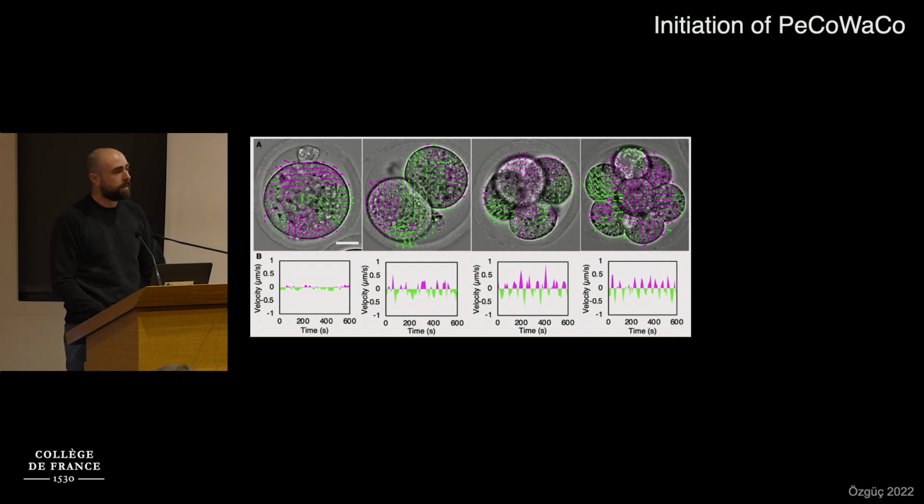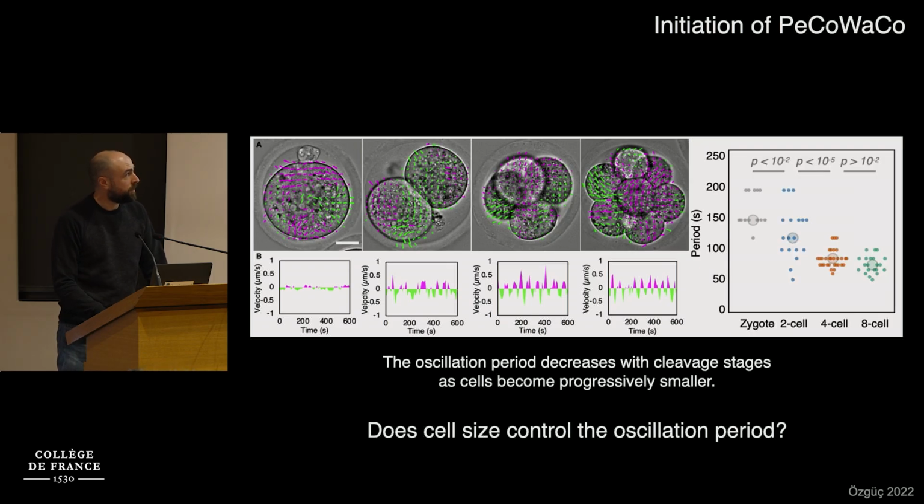And if you now look at the period of oscillation at those different stages, what you see is that the zygote stage has a period of about 150 seconds, and then the rhythm of the contraction speeds up to reach 80 seconds at the 8-cell stage. With each cleavage division, it looks like the rhythm is accelerating.